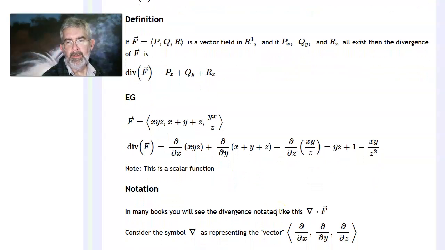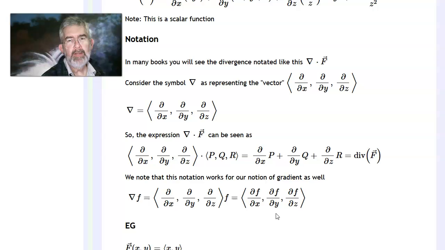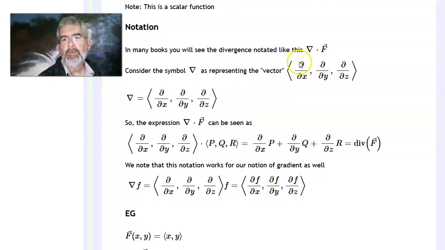Now, I want to take a look at some notation here. In many textbooks, you're going to see the divergence denoted this way. It is quite often called del dot F, that this upside down delta is quite often referred to as del. Right? Now, we do this thing where we consider this symbol del as representing the vector, and I put that in quotes because this isn't really a vector. It's an operation that looks like and behaves like a vector.